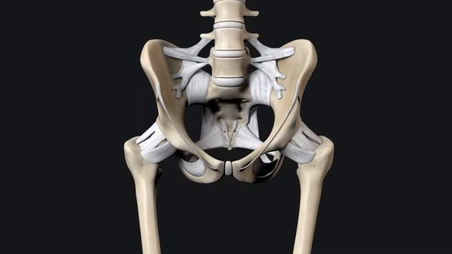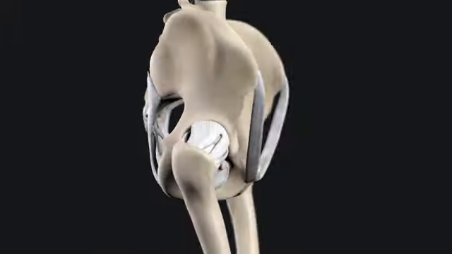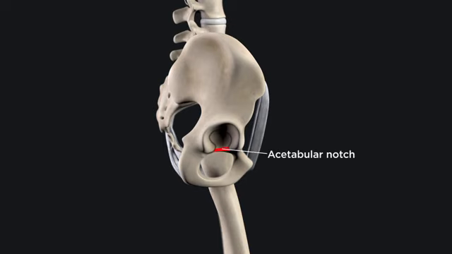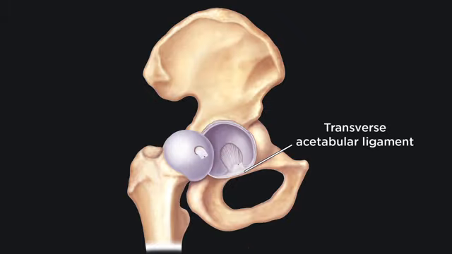Now let's focus more on the hip joint itself, which is different from the pubic symphysis and sacroiliac joints that help form the pelvis. The hip is a diarthrotic ball and socket joint between the acetabulum of the pelvic bone and the head of the femur. The rim of the acetabulum is not uniform throughout. At its anterior aspect, there's a deficiency known as the acetabular notch, but it's bridged by a connective tissue band known as the transverse acetabular ligament.